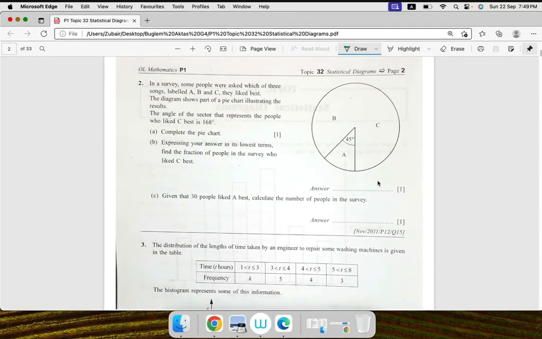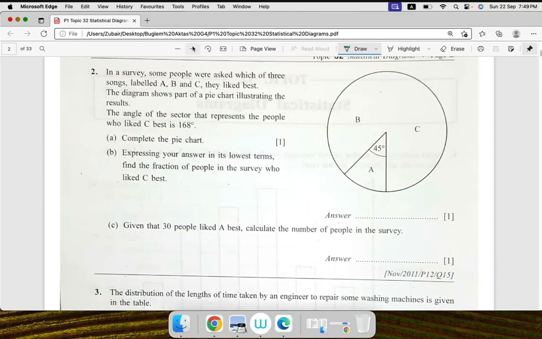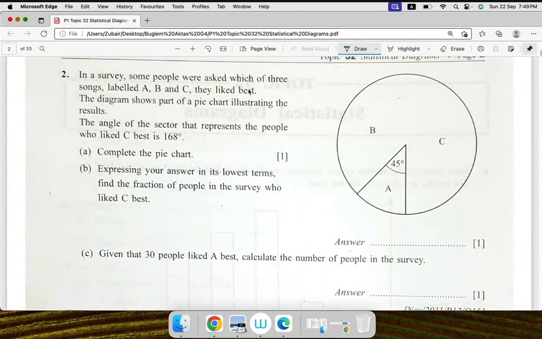Pie chart. In a survey, some people were asked which of the three songs labeled A, B, C they liked best. The diagram shows part of a pie chart illustrating the results. The angle of the sector that represents the people who liked C is 168. Complete the pie chart.